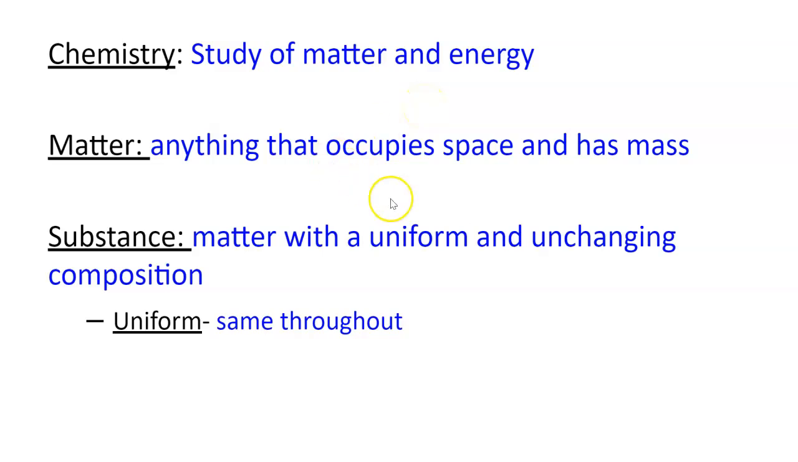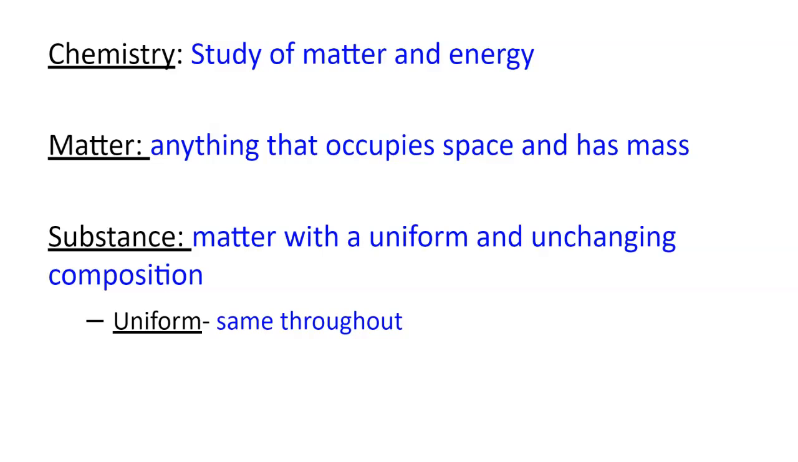So we call matter anything that occupies space and has mass. Remember, space is volume. And mass is a measurement of how much matter there is, and it's measured on the balance. Another new term for us will be substance.